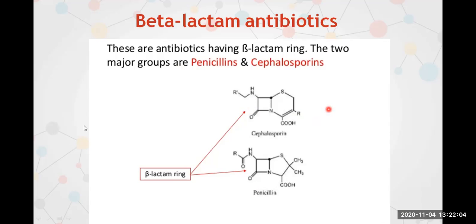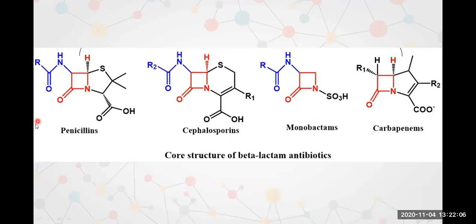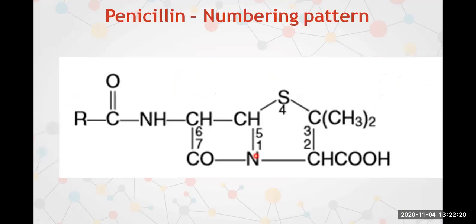Okay, these are the compounds under the beta-lactam: penicillin, cephalosporin, monolactam, carbapenem. And the red color ring is beta-lactam, which is common in all the compounds. Okay, we also understood the numbering, which is very important for today's lecture, because we will discuss the SAR, that is structural activity relationship, and it depends upon the numbering pattern.